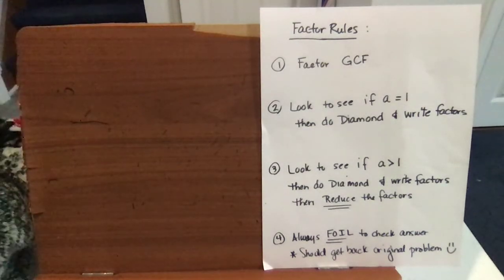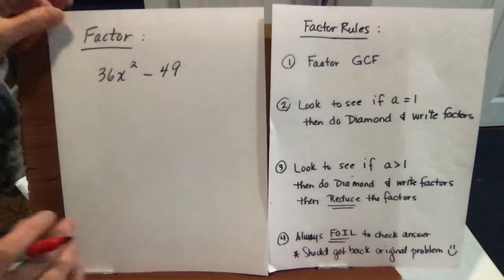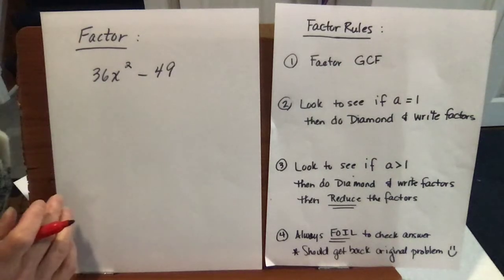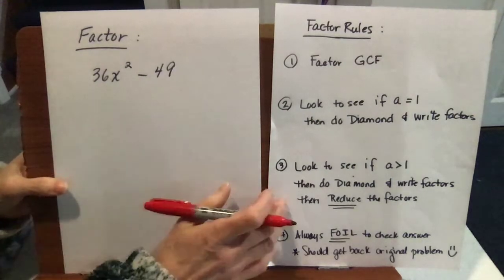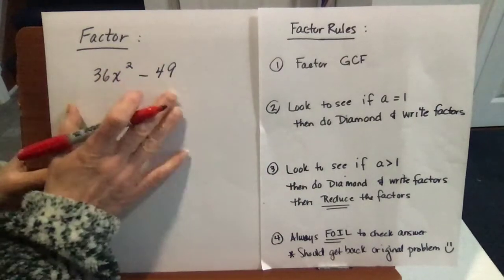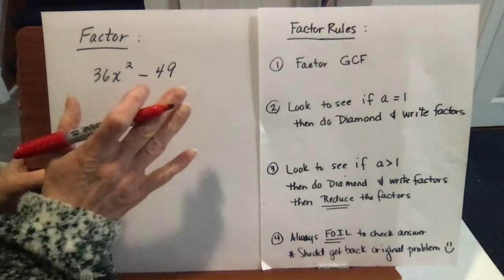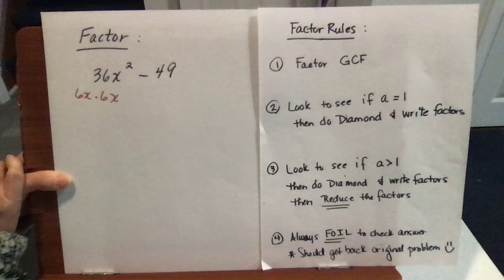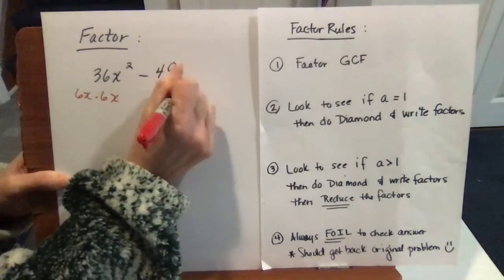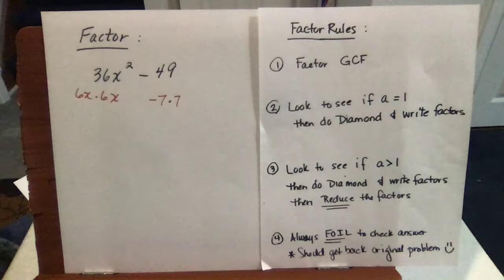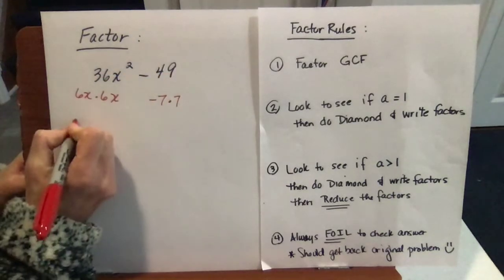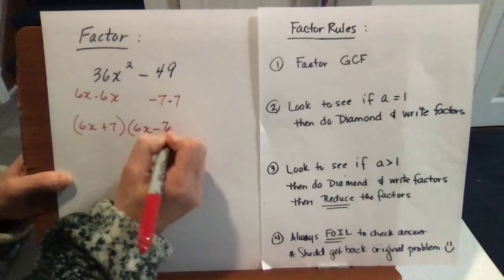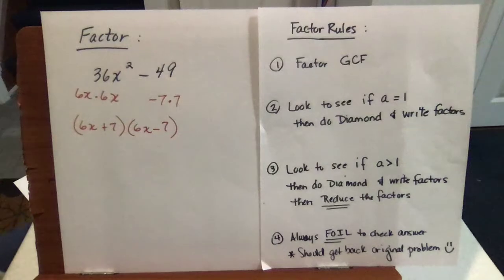Let's check another one, a little trickier one, a little higher numbers. We have 36x squared minus 49. And we're missing the middle term. So this is a really good case of when the difference of squares comes in very handy, because 6x and 6x give us 36x squared. And 7 and 7 give us 49. One of them has to be negative, though, for the minus 49. So our factors would be 6x plus 7 and 6x minus 7, or 6x minus 7, 6x plus 7.